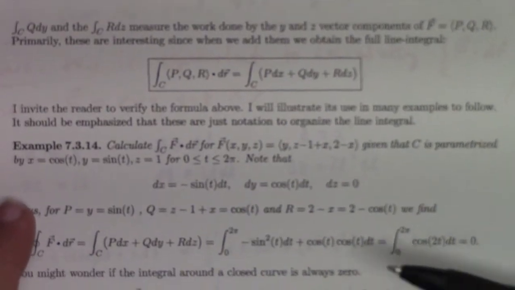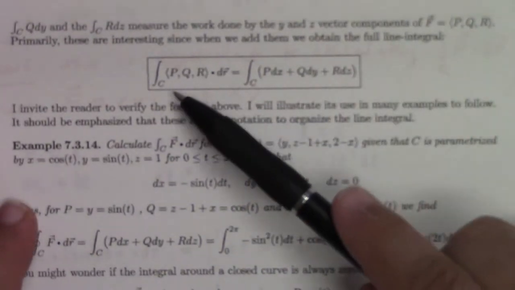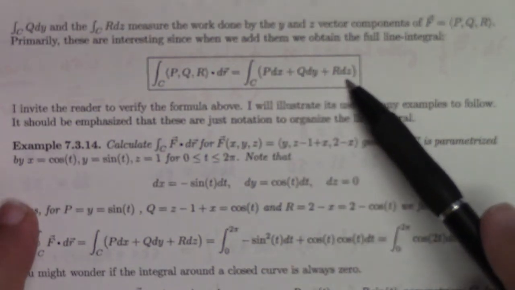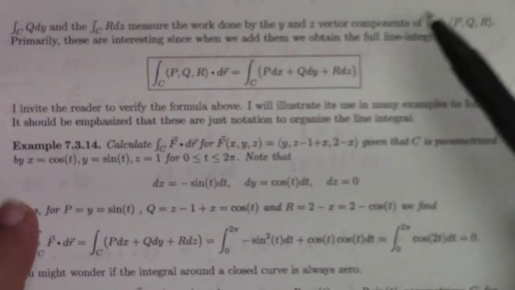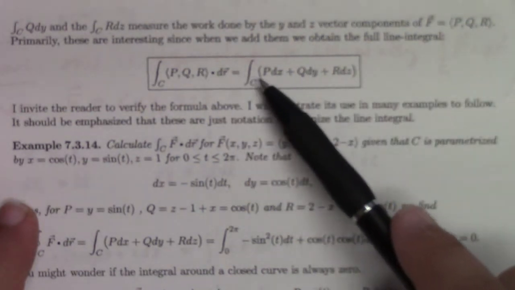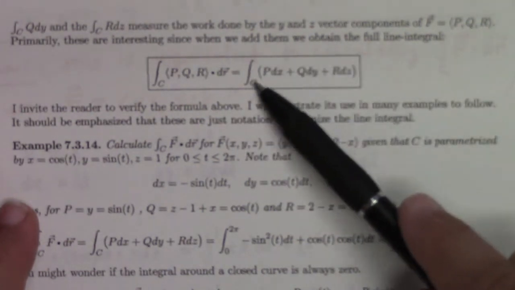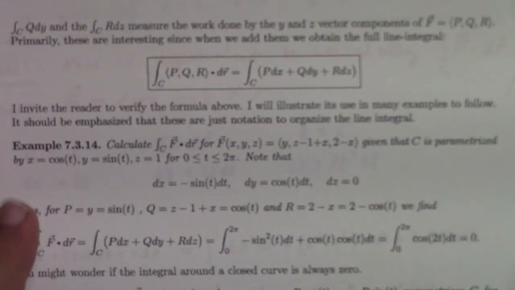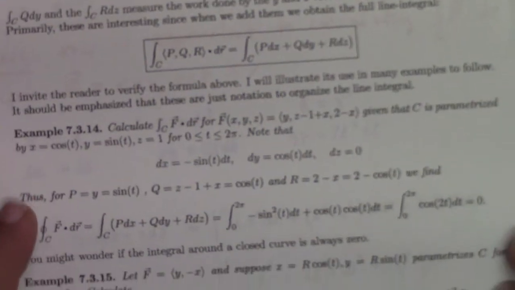Here's the formula. So the integral of p q r dot dr is the integral of p dx plus q dy plus r dz. So sometimes this is a more convenient way to think about the mechanics of calculating a specific line integral, as I'll show you in a second here.